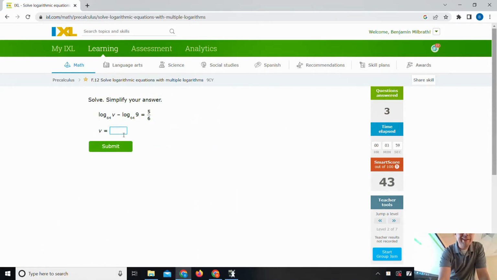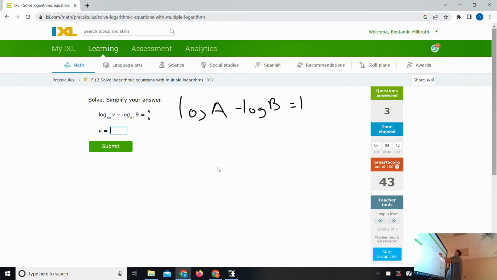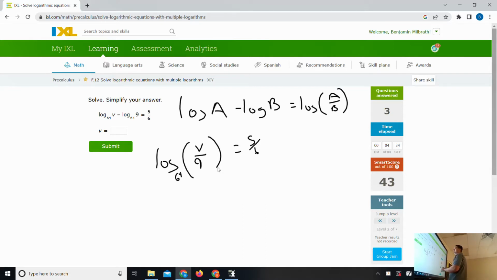Apparently I got it. I already know I got it. We got subtraction. So here, a condensed rule for subtraction, a log A minus a log B is a logarithm that contains the quotient of A and B. All right? First one goes up top, second one goes down low. This is a log of v over 9, whose base is 64. I'm so tired I almost forgot it. It's equal to 5/6. This thing's going to be ugly, isn't it?